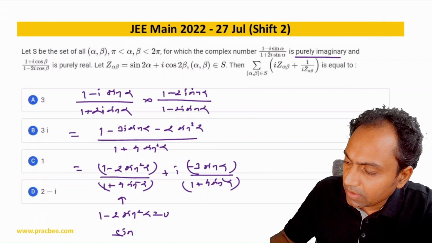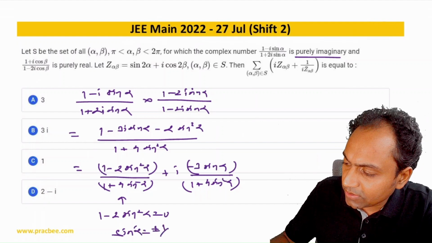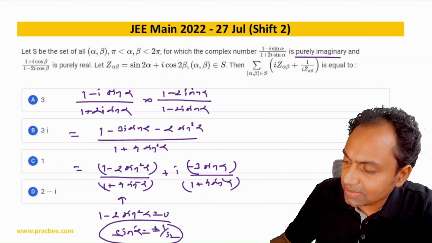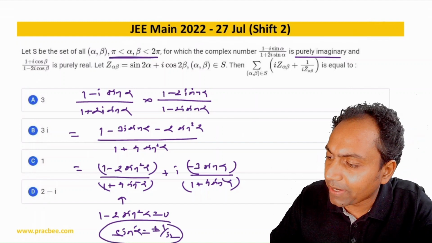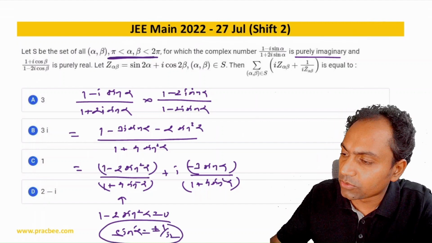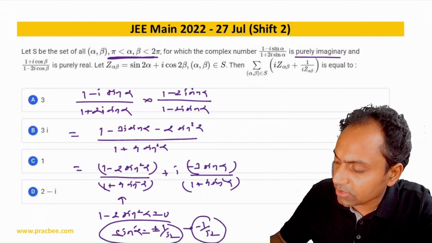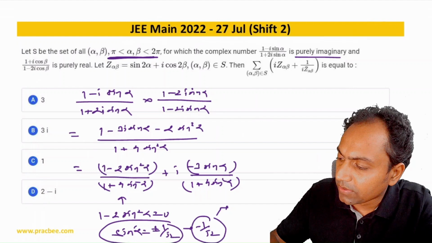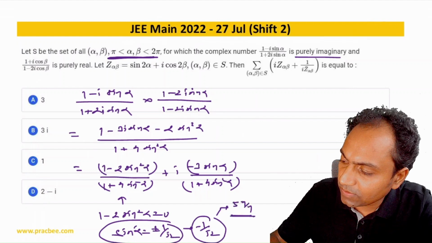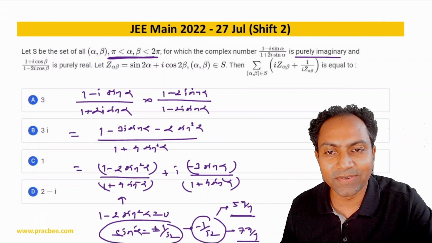That means sine alpha needs to be plus minus 1 by root 2. Now they are telling us that this alpha lies between pi and 2 pi. So plus 1 by root 2 value is not possible. Instead of this, the value that we need to consider is minus 1 by root 2. Corresponding to it, the values are nothing but 5 pi by 4. This is one of the values of alpha, and another value will be 7 pi by 4. Okay, so this process we have done in order to find the value of alpha.